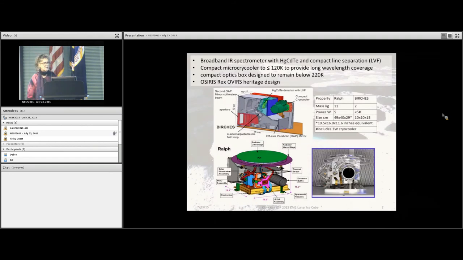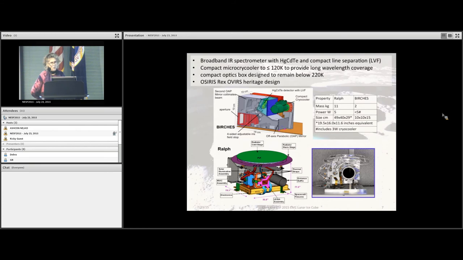Now, what does our instrument look like? Well, it's important to point out that probably a lot of CubeSat folks who are developing CubeSat instruments would say this, that we aren't exactly starting from scratch. We actually are using heritage from the OSIRIS-REx OVIRS instrument design. It is a similar instrument with a similar detector and a linear variable filter, which provides line separation with very little expenditure of volume, mass, and power.